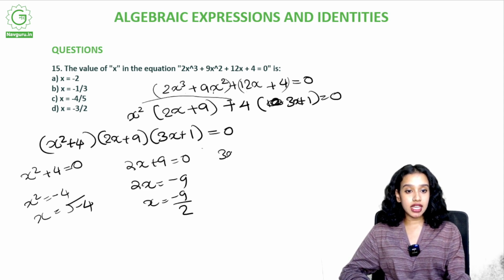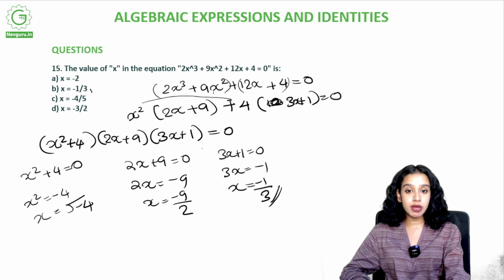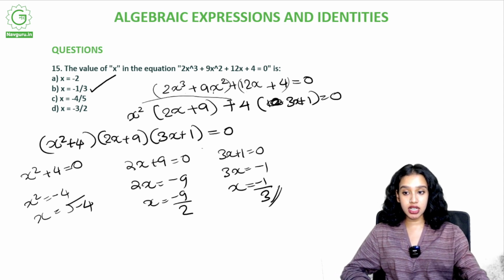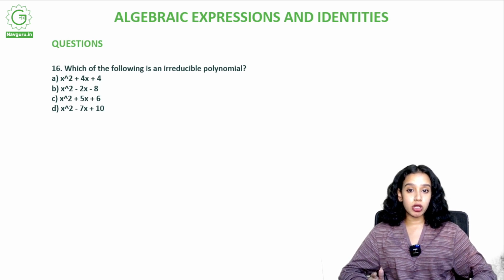Now, if 3x plus 1 is equal to 0, 3x would be equal to minus 1 and x would be equal to minus 1 by 3. So, we have minus 1 by 3 in the option, so this is the right answer. Now, which of the following is an irreducible polynomial?